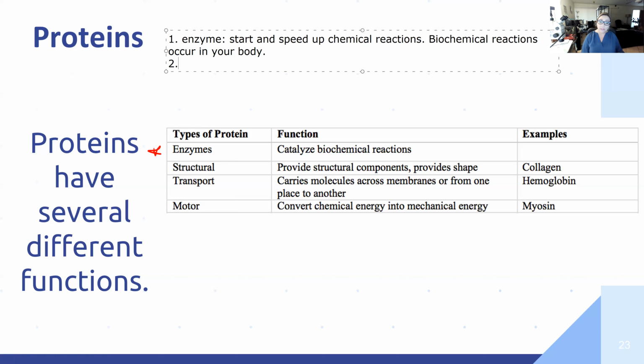Now, the next function is structural. So in your body, you have all of these protein fibers that exist outside of your cells. We call that the extracellular environment. So these protein fibers help anchor cells in place and they also give them structure. Remember that animal cells do not have a cell wall, so they need other structures to support them.